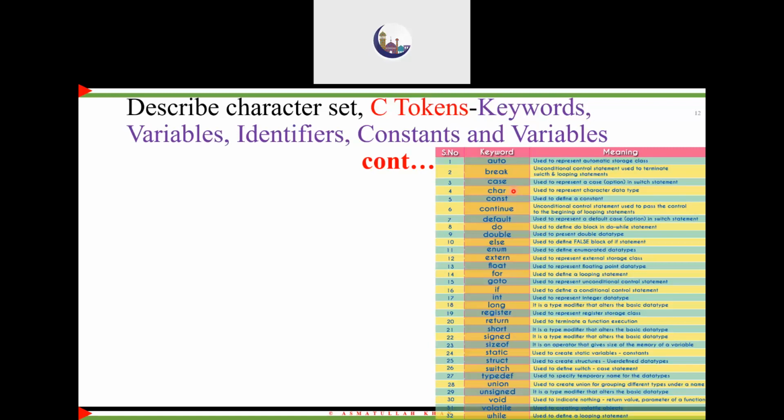Character. Okay. Const, continue, default, do, double, else, enum, extern, float, for, goto, if, int, long, register, return, short, signed, sizeof. This is one single word, sizeof. Static, struct, switch, typedef, union, unsigned, void, volatile, while. These are the different 32 keywords that exist in our C language.